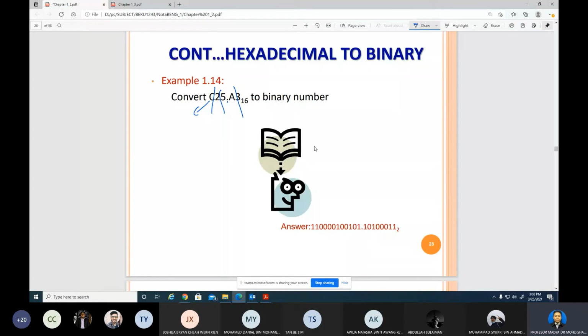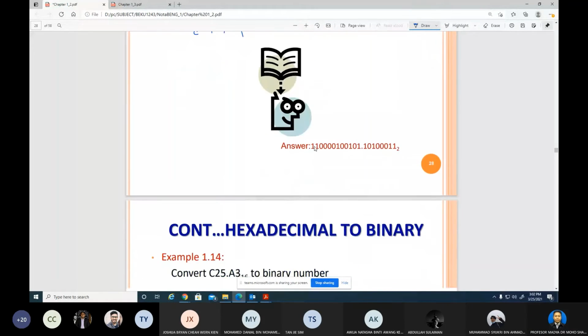You can try using your calculator. For example, you have the C, what is the answer? 1 1 0 0. And then 2 will be 0 1 0 0. And then for the 5, 1 0 1 0, and then for 8, 1 0 1 0, and then for the 3 will be 0 0 1 1. And then you can write like this.